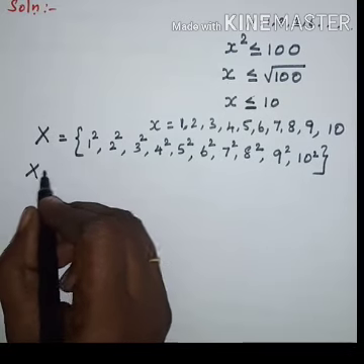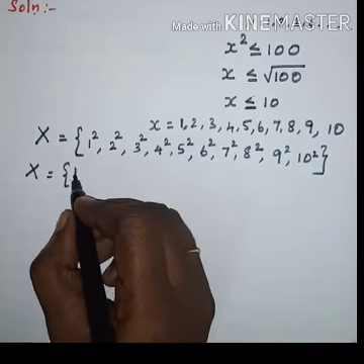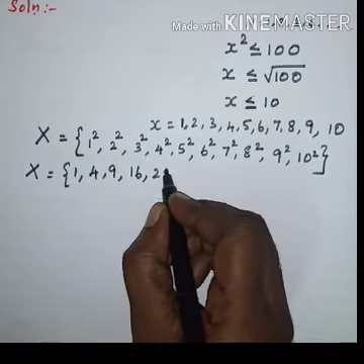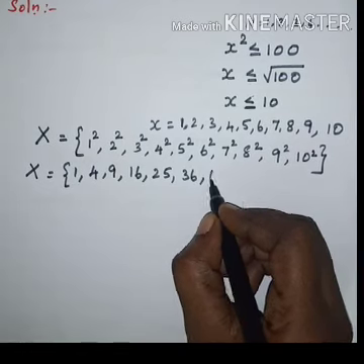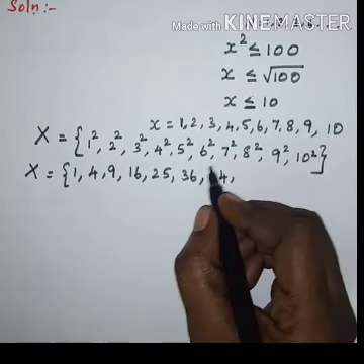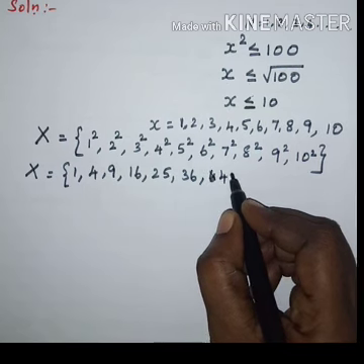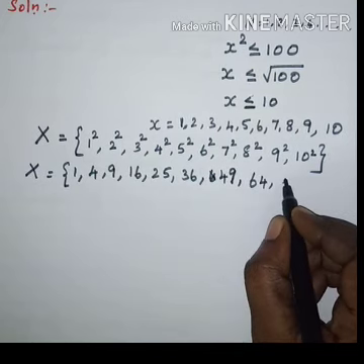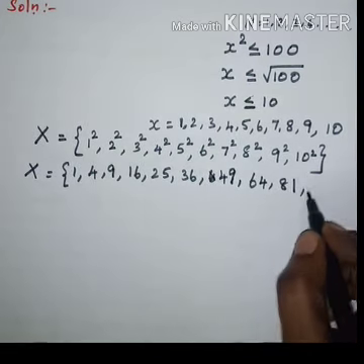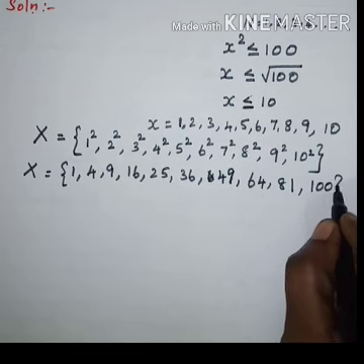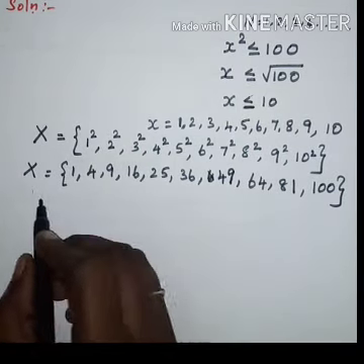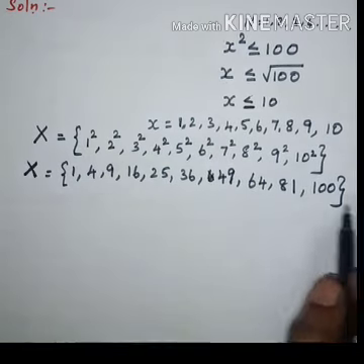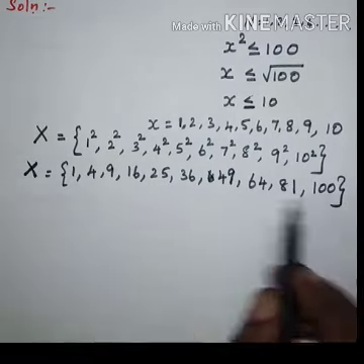Now find the elements of X. So 1 square is 1, 2 square is 4, 3 square is 9, 4 square is 16, and then 25, 36. Then 7 square is 7 sevens are 49, 8 square is 64, and then 9 square is 9 nines are 81, 10 square is 10 tens are 100. Okay. Now we wrote the elements of the set X in roster form.